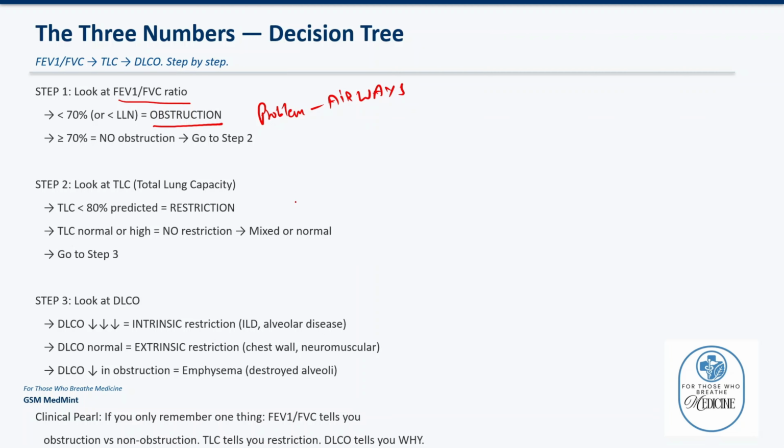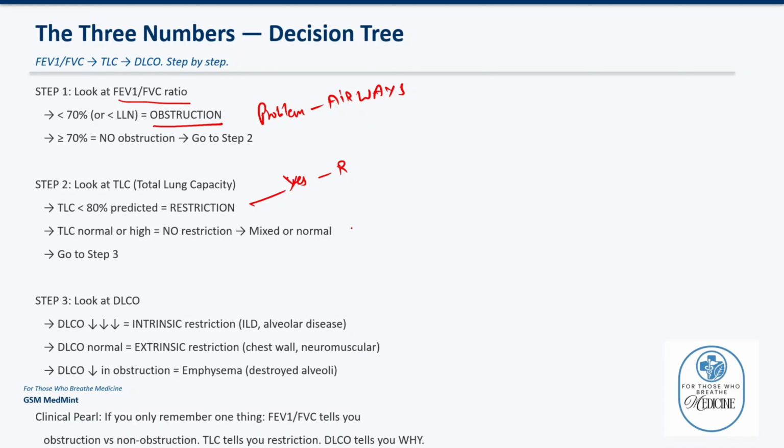So if no, the ratio is normal or high, there is no obstruction, we should go to step number 2. Step number 2, look at the TLC, total lung capacity. Is it less than 80% of the predicted percent? If yes, this is a restriction. So yes, restriction. Then the lung is small, you should go to step number 3.